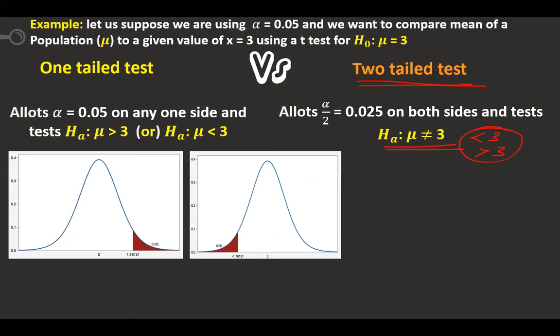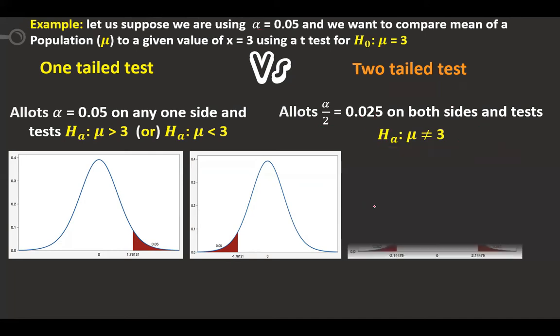Is my BP level decreased? It is a one-tailed test. Is my BP level changed? Increase will also be taken into consideration, decrease will also be taken into consideration. Therefore, it is called the two-tailed test. So whatever value I get for alpha, I divide it by 2. So it is 0.05, and I am going to allot it on both sides.